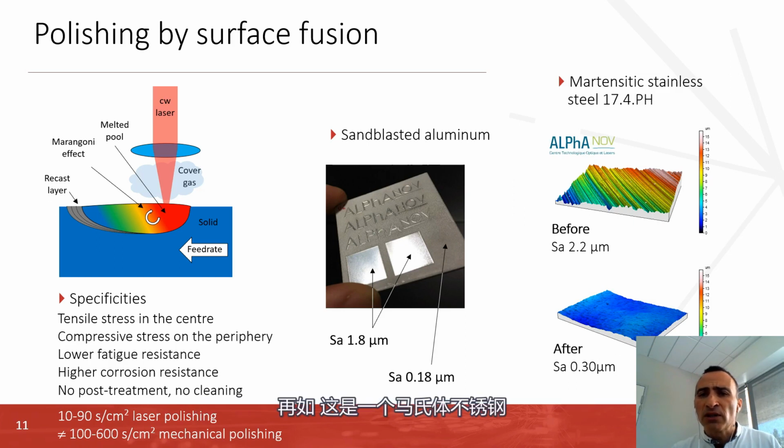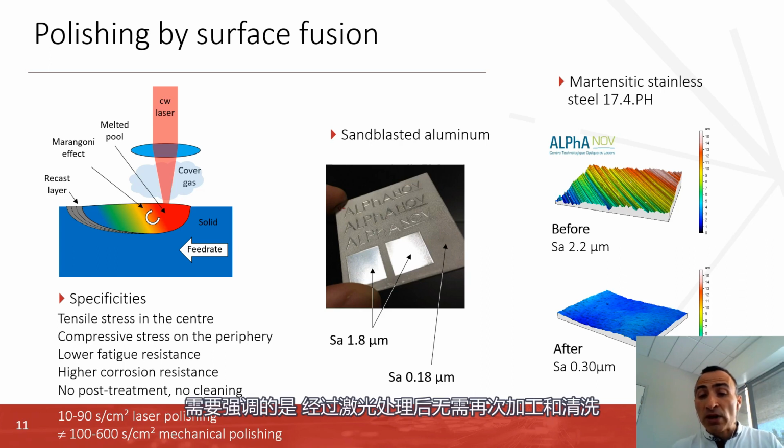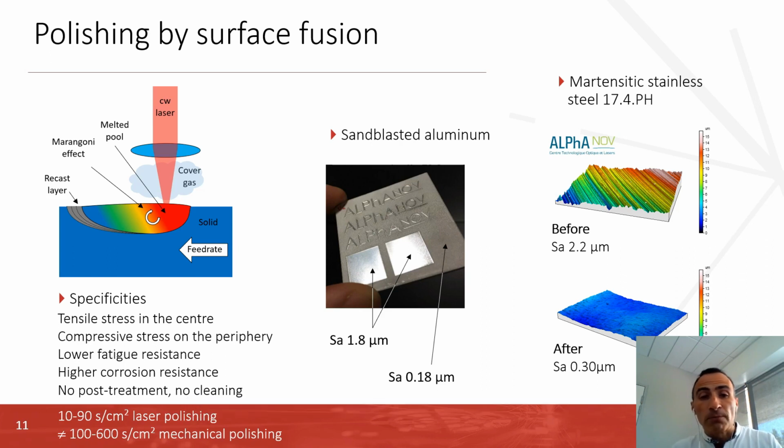And this is martensitic stainless steel. The same result: we reduce the roughness by a factor of 10 thanks to the laser treatment. Such a process is much faster compared to mechanical polishing. There you have the speed. And I would like to emphasize that there is no post-treatment and no cleaning after the laser treatment.